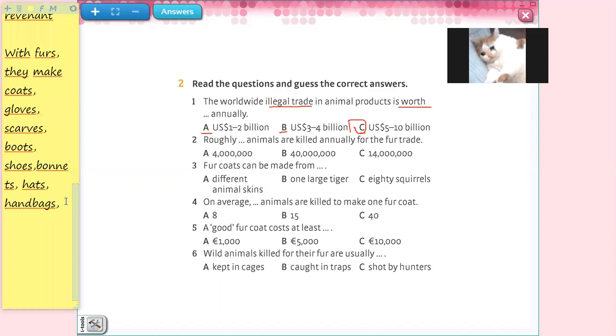How do you say cuerno? Cuerno. Giving you that time. How do you say cuerno? Horn. Horn, yes. So rhinoceros or rhinos. Horn. Wow, that's terrible. Horns. And also, how do you say colmillos? Like from elephants. Ivory.